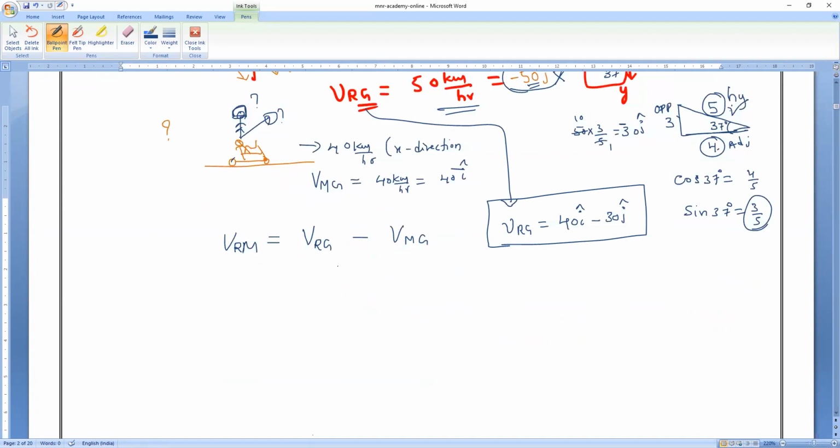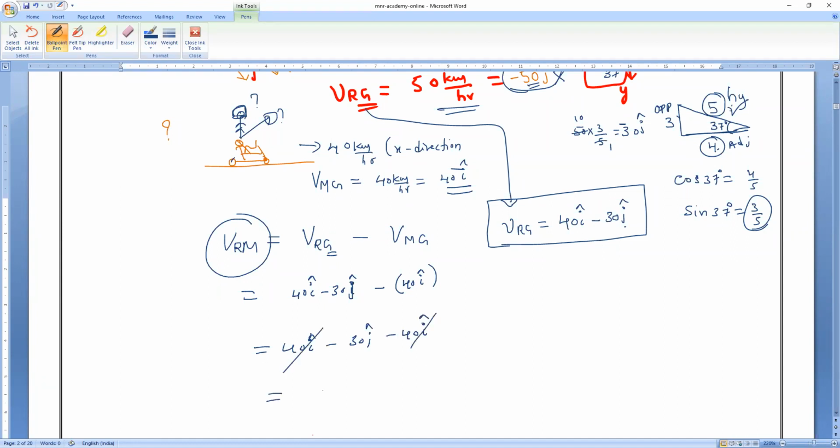Now you can substitute it here. Velocity of rain with respect to ground is 40 i cap minus 30 j cap. Next, minus velocity of man with respect to ground, which we already got: 40 i cap. So 40 i cap minus 30 j cap minus 40 i cap. The 40 will get cancelled. So the resultant speed of rain with respect to man is minus 30 j cap.